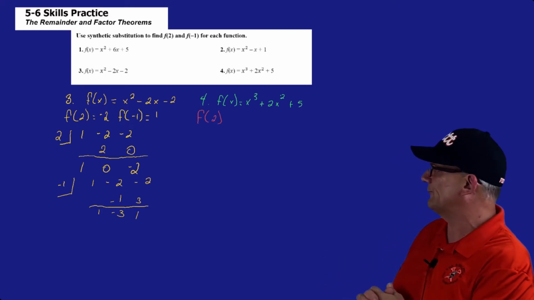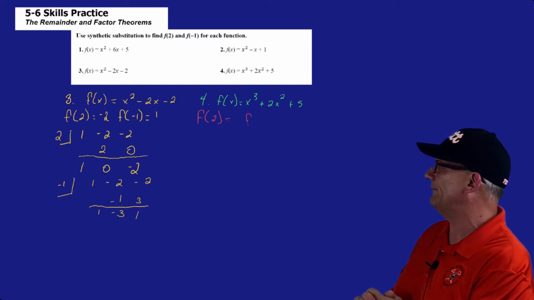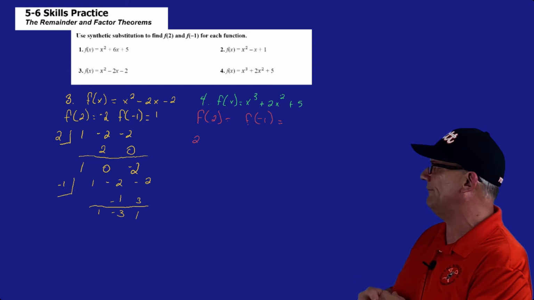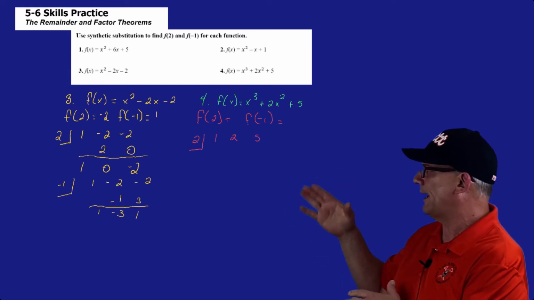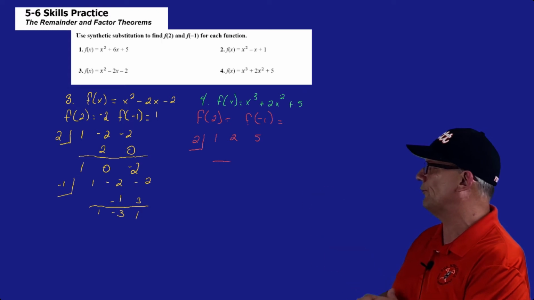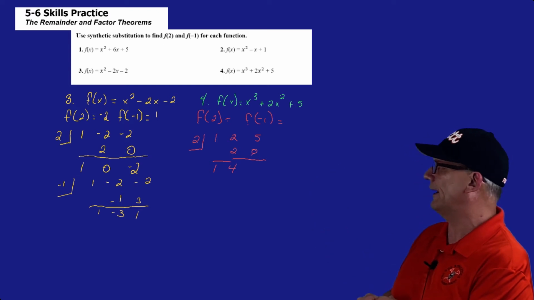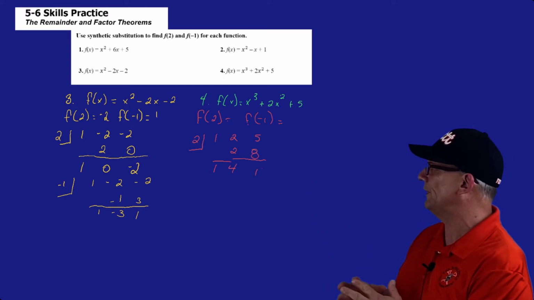All right, so we have x cubed plus 2x squared plus 5. We're going to use 2. We're going to use the coefficients of 1, 2, and 5. Bring down the 1. 2 times 1 is 2. Add them together, you get 4. 2 times 4 is 8. Add those together, you get 13. So when we evaluate it for 2, our answer is 13. So f of 2 equals 13.